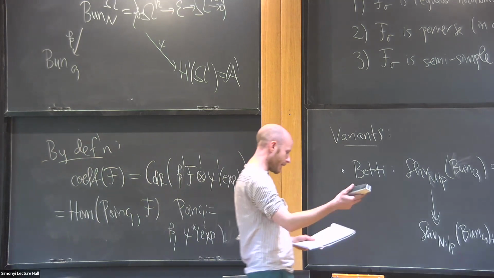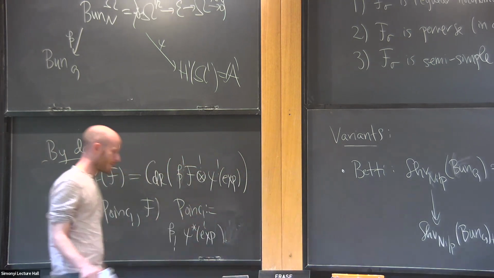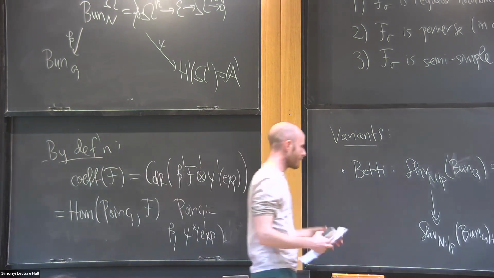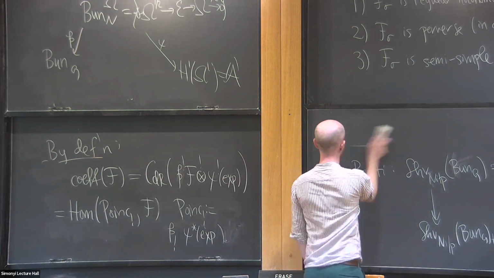Okay, so that was the first thing. It's like when you do Fourier theory, again, there's a distinguished role played by the skyscraper sheaf at the origin, or by the delta function at the origin, and this is the analogous object.